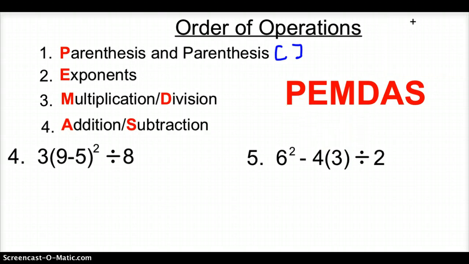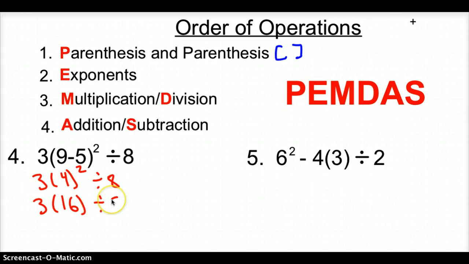Look at number 4. First thing that we have, do we have any parentheses? Yes, we have some parentheses, so let's take care of those parentheses. So we have 3, and then 9 minus 5 is 4. So we have 3 times 4 squared divided by 8. Well, what's our next order of operation? Let's use PEMDAS. We use parentheses. How about exponents? Do we have an exponent? Yes, we do. It is 4 to the second. So now we have 3, and then 4 to the second is 16 divided by 8.